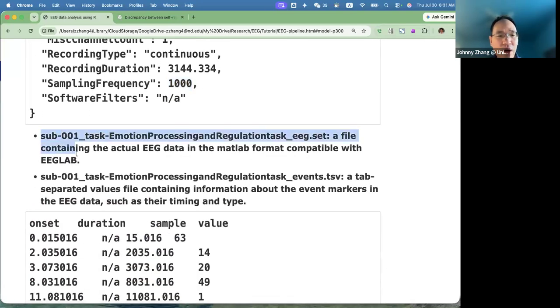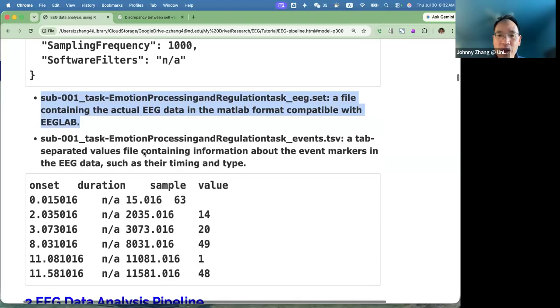And then we have the MATLAB data format. This file includes the real data we collected from the electrodes, and we'll read in this data set into R for data analysis later on.